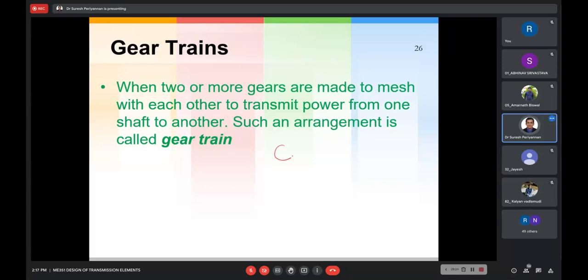For example, we already discussed two gears, one pinion meshing with another gear. But in this case, the two shafts rotate in opposite directions. This shaft rotates clockwise, and this shaft rotates anti-clockwise. But suppose I would like to transmit the power in the same direction. This may be my input shaft connected here, and this is my output shaft. The output is in the anti-clockwise direction. Now, I would like to transmit the power in the same direction as this shaft.